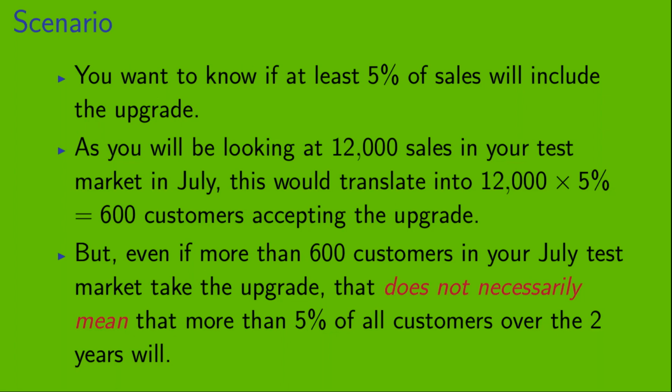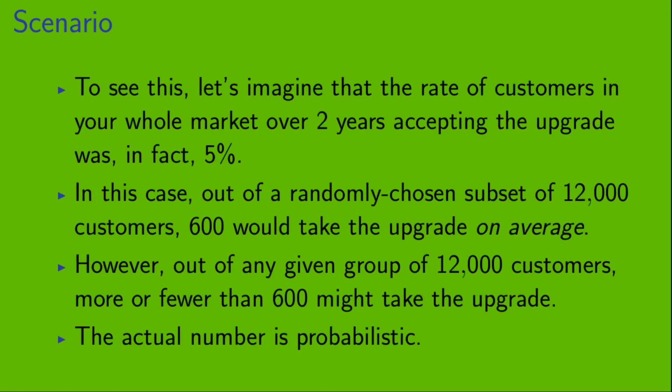But even if more than 600 customers in your July test market take the upgrade, that does not necessarily mean that more than 5% of all customers over the 2 years will. To see this, let's imagine that the rate of customers in your whole market over 2 years accepting the upgrade was, in fact, 5%. In this case, out of a randomly chosen subset of 12,000 customers, 600 would take the upgrade on average. However, out of any given group of 12,000 customers, more or fewer than 600 might take the upgrade. The actual number is probabilistic.